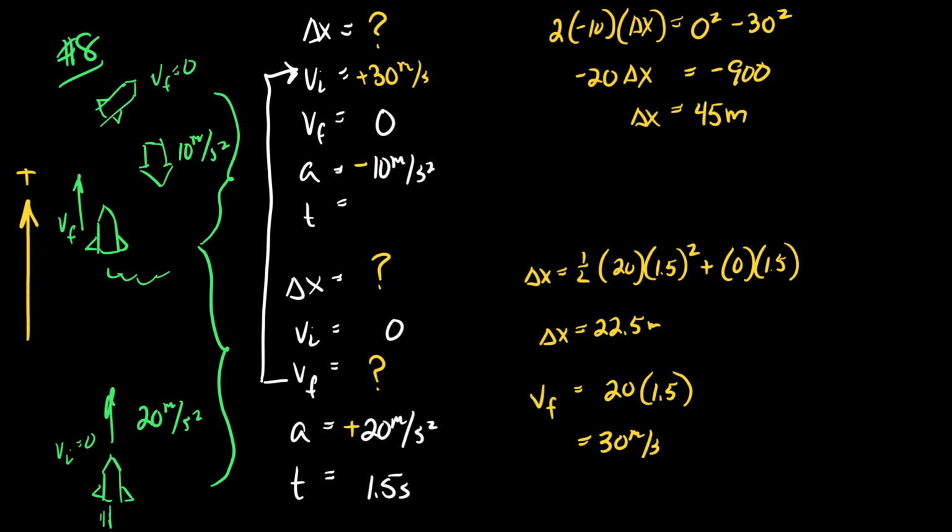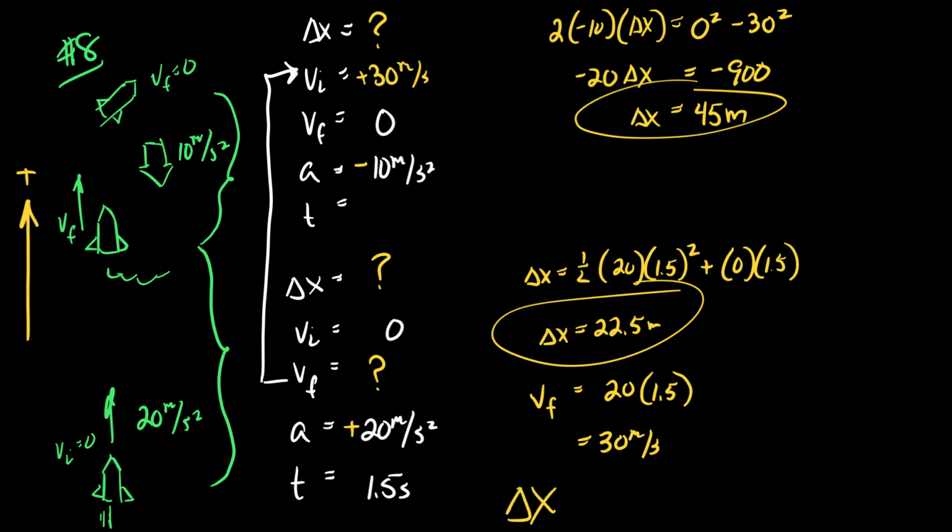Yeah. Wouldn't it be 45 plus 22.5? Oh, I added it to 30. That's probably a good call. Back it up. So 45 plus 22.5. Okay, so that's going to be 67.5. So delta x max equals 67.5.